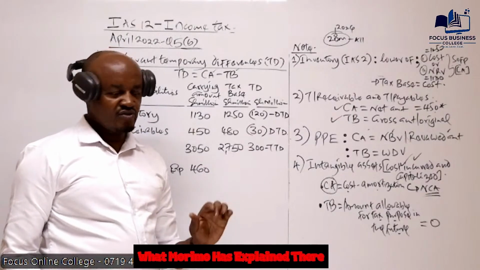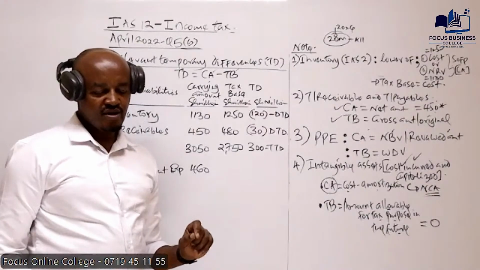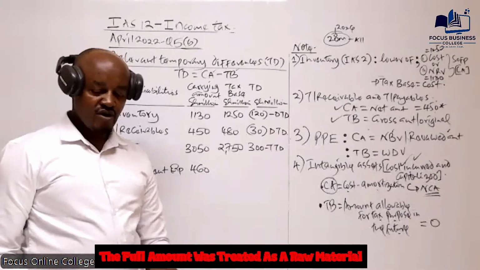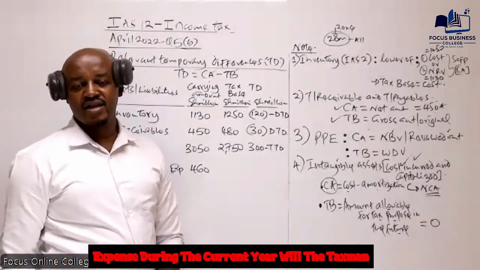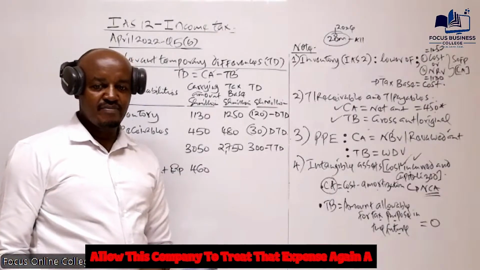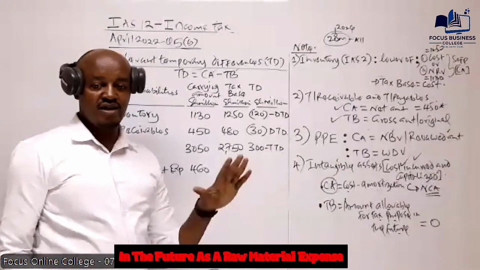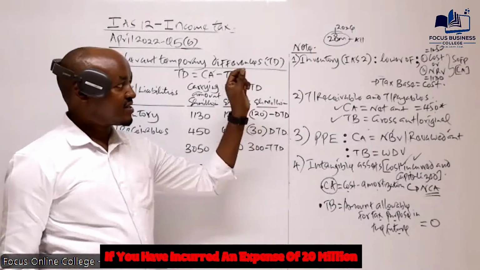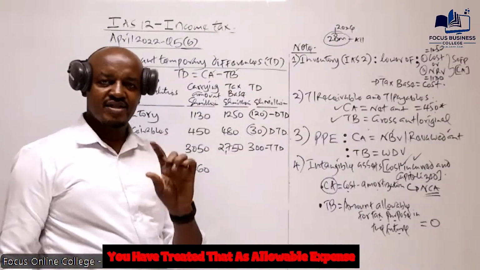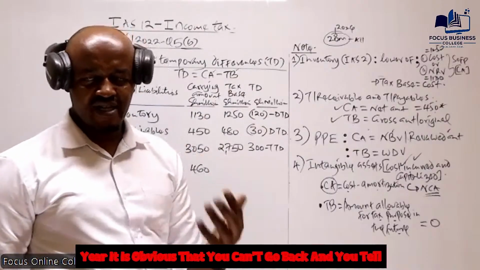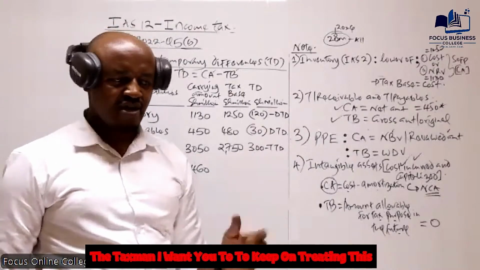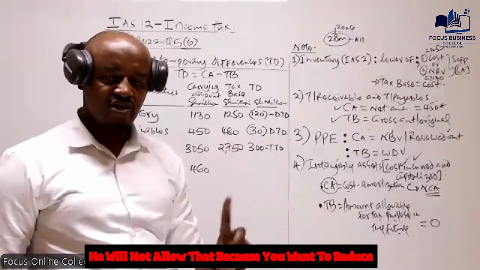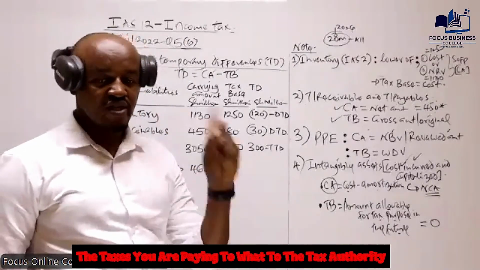I want to see whether you have understood what has been explained there. The company incurred a development expenditure of 80 million during the current year. The full amount was treated as allowable expense during the current year. Will the taxman allow this company to treat that expense again in the future as allowable expense? Automatically, you have said no. If you have incurred an expenditure of 20 million, you have treated that as allowable expense during the current year. It is obvious that you can't go back and tell the taxman, I want you to keep on treating this as allowable expense. You will not be allowed that because you want to reduce the taxes you are paying to the tax authority.